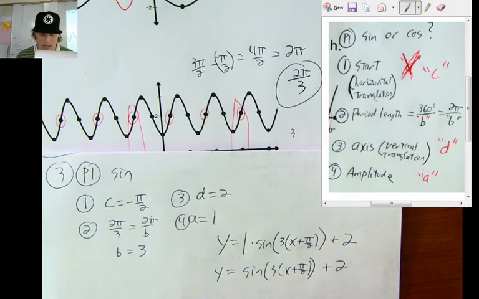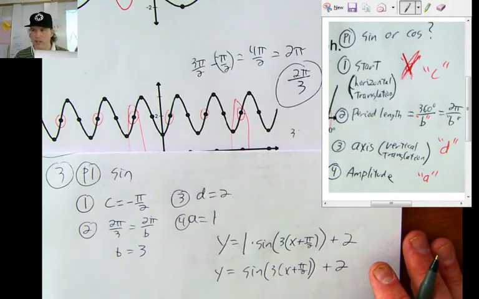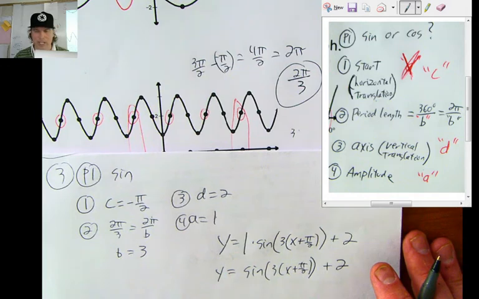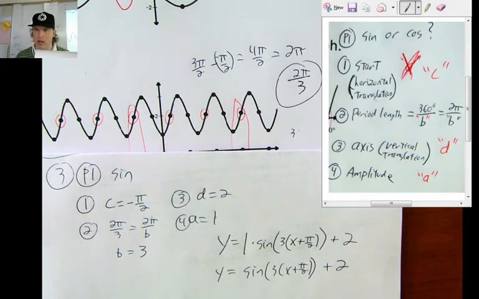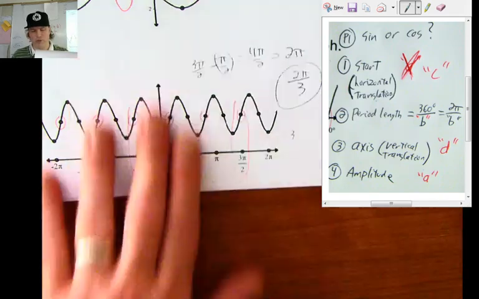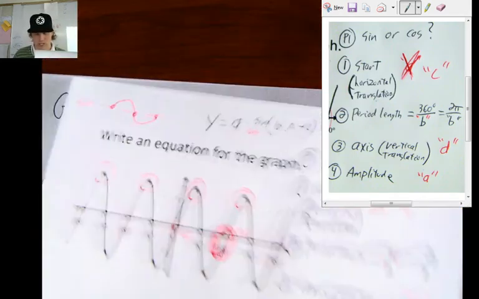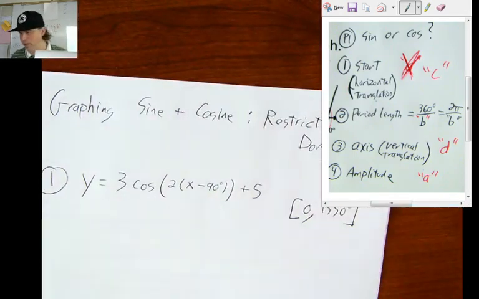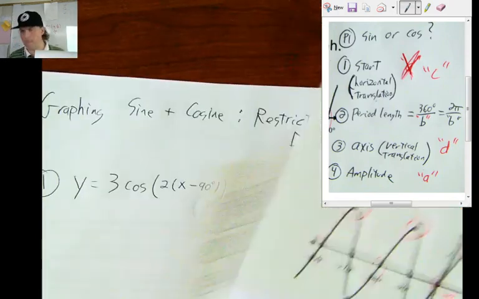All right, and that is graphing or writing equations of graphs. On a quiz or a test, I'm not going to force you to do a sine graph or a cosine graph. You need to decide on your own which ones you're going to do. Other math teachers do force you to do a sine or a cosine, and I don't think that's necessarily a bad thing. It's just not what I do.